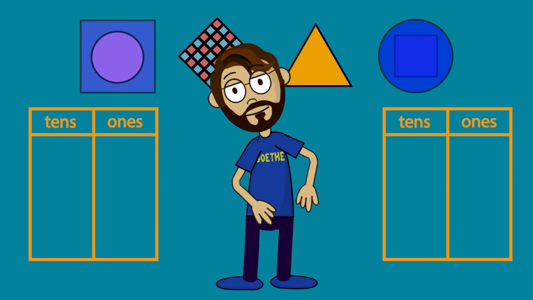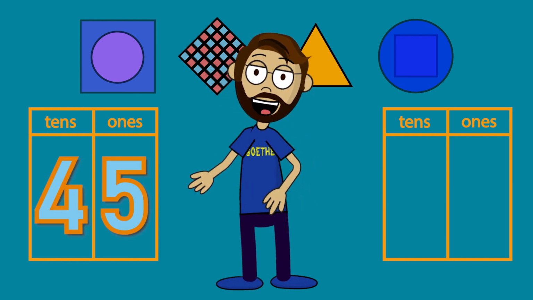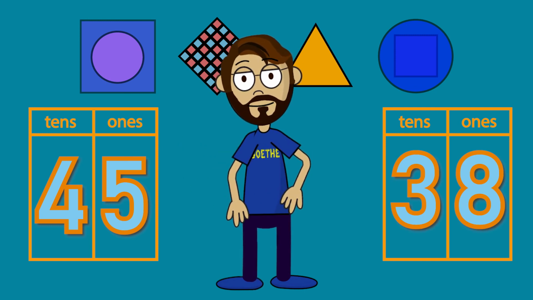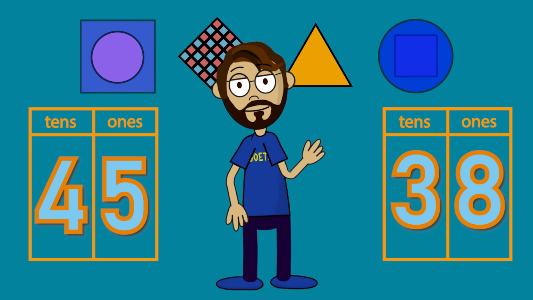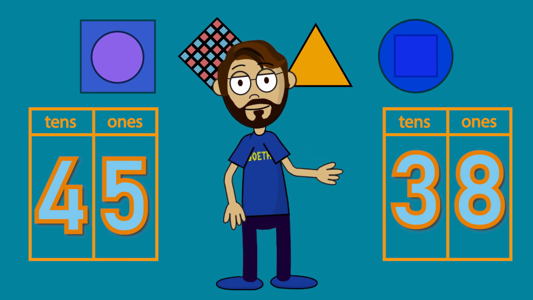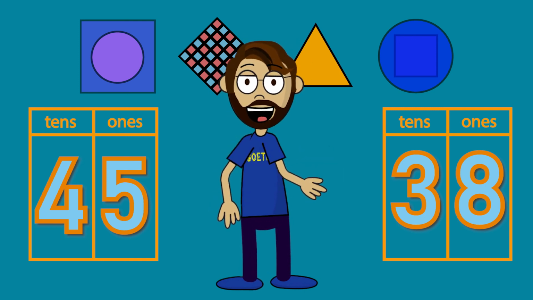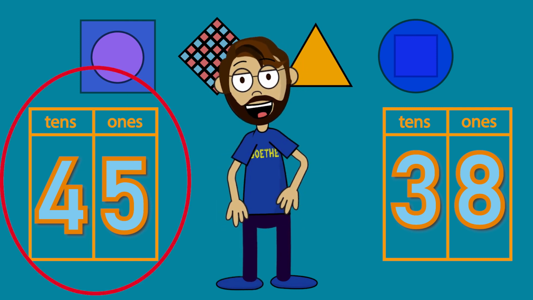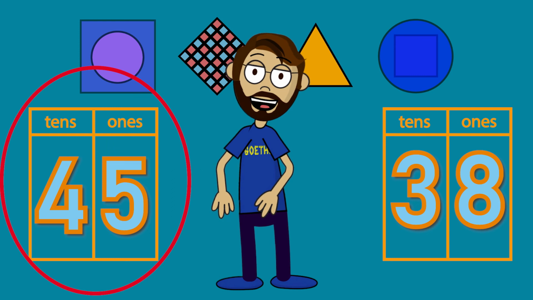In our last problem, we're looking at the numbers 45 and 38. Starting with the tens, we see a 4 in the tens column of 45 and a 3 in the tens column of 38. So which one is bigger? 45. It has 4 tens instead of 3.